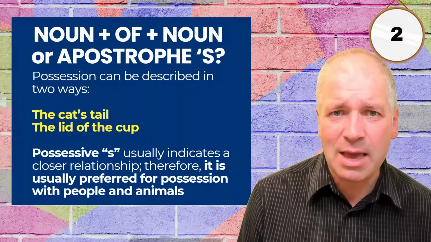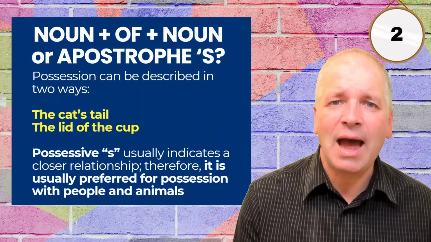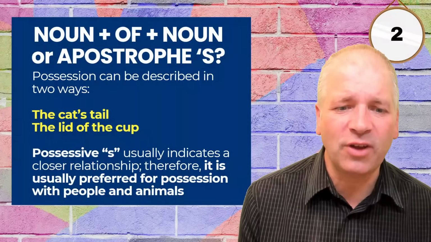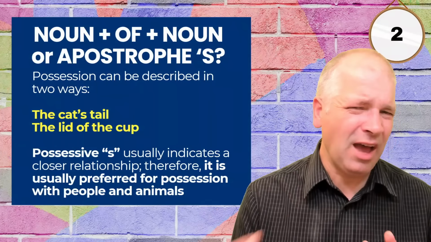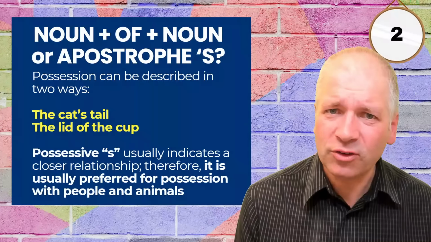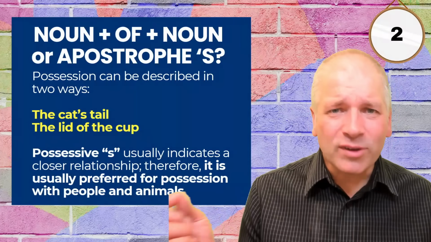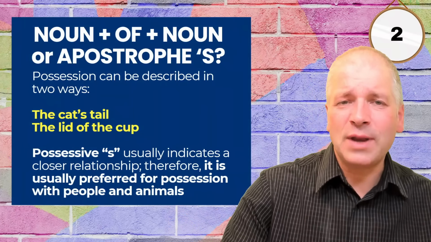So the cat's tail, the tail belongs to the cat. There's more ownership by the cat of the tail. But the lid of the cup, well, the cup doesn't really own the lid. It may belong to the cup, but it doesn't own it. More distant relationship, noun of noun.